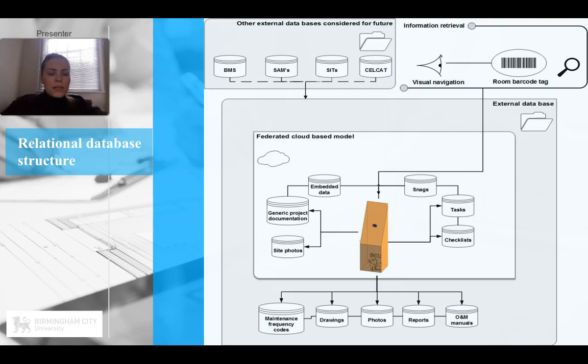Now, when we say database structure, what we mean is simply the types of documents and databases that are associated with that totem. So the totem itself, in terms of the cloud-based model, hosts a number of databases. That will include things such as the site photographs, generic project documentation, any embedded parameters related to those objects, the actual contractor-related snags, tasks and checklists associated with the cloud-based model.